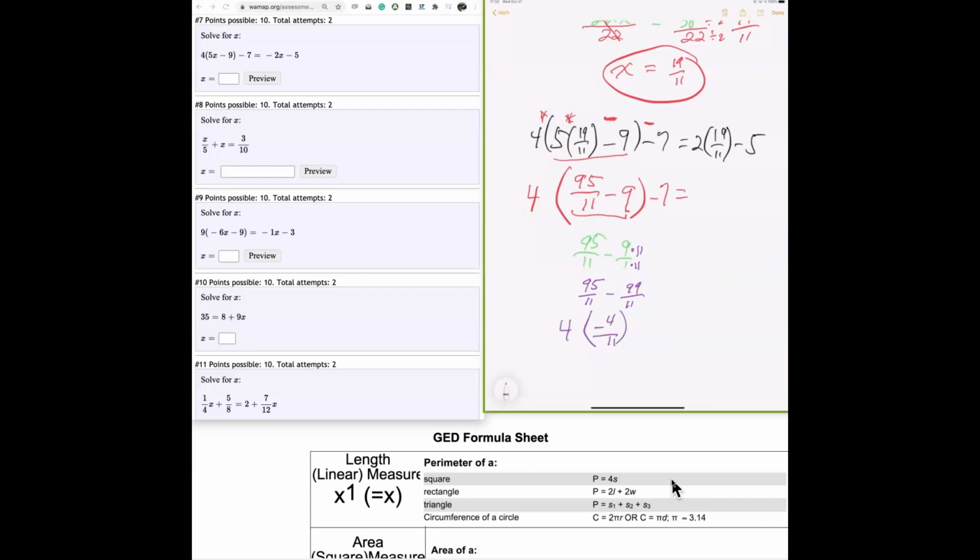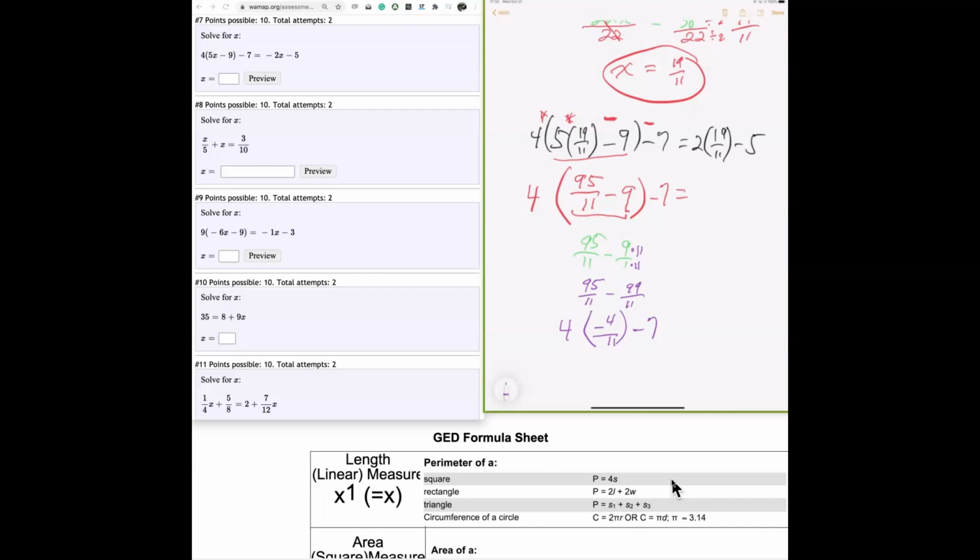We've got 4 times that minus 7. So 4 times negative 4/11 is negative 16/11 minus 7. So we can do the same thing we did up above. We can put the 7 over 1 and then multiply the top and the bottom, the numerator and denominator, by 11.